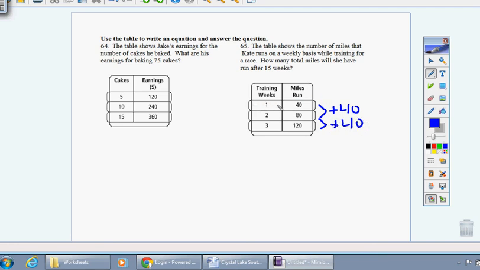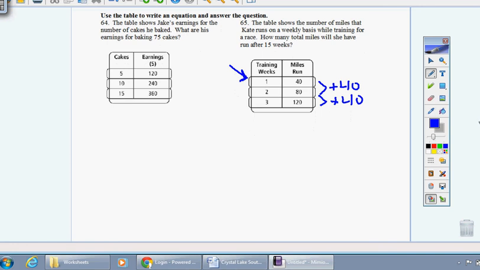Okay? Whenever you're figuring out these pattern problems, always try to see what the unit is. So here, every week she trains, she runs 40 miles. So let's see if we notice any patterns. We already picked up on the fact that every week increases her total miles by 40. So how many total miles will she have run after 15 weeks?